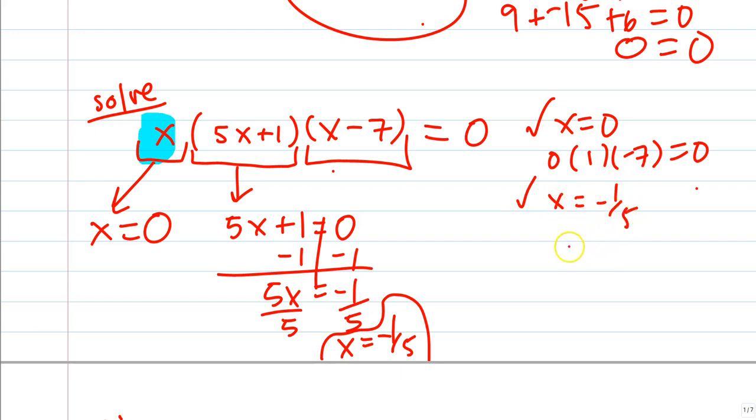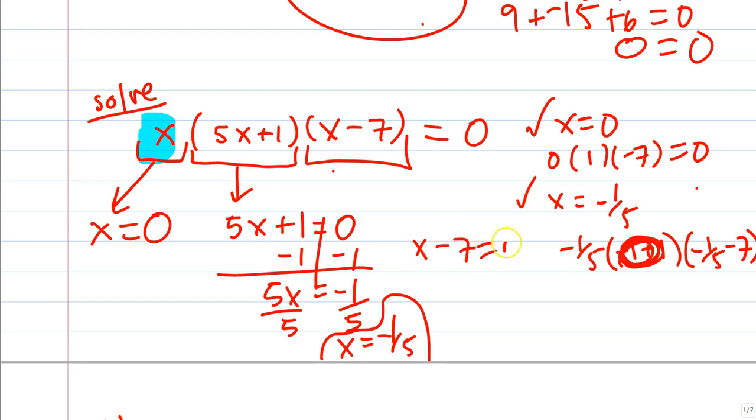I get negative 1/5 times 5 gives us negative 1 plus 1. And over here I have negative 1/5 minus 7. I told you this looks harder, but look what happens here in the middle. What is negative 1 plus 1? That becomes a 0. Doesn't matter what anything else is at that point, because anything times 0, the whole thing zeroes out. Negative 1/5 works.